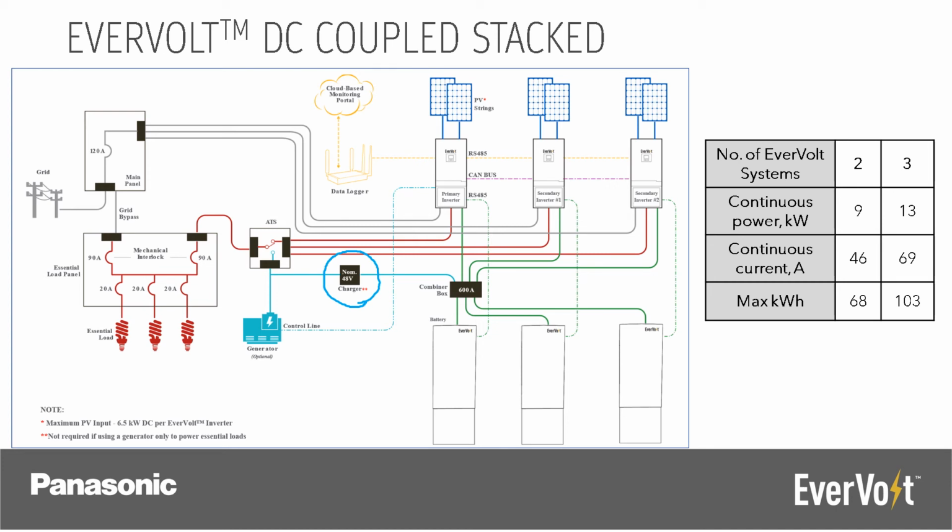You'll see that the number of Evervolt systems is shown on the right with the various specs accordingly. So for 2 systems, we'll have 9 kilowatts of continuous output power, and 13 for 3 systems. For 2 systems, the continuous current will be 46, and for 3 it will be 69. And for 2 systems, the maximum number of energy capacity that you can have is 68 kilowatt hours, whereas for 3 you can scale all the way up to 103 kilowatt hours.